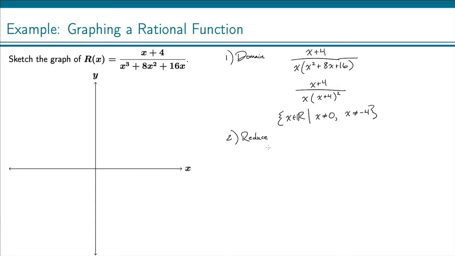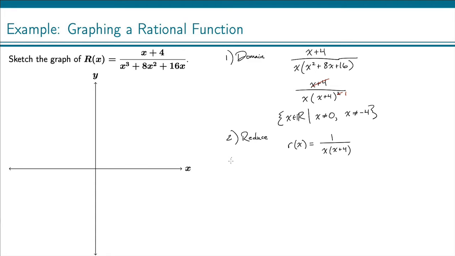So for our reduced form, we just look at our factored thing and we cancel any common factors. And we do have a common factor of x plus 4. We cancel it out there, cancel it here, drop that exponent down to 1. And so our reduced form is, I like to use the lowercase r of x for this, 1 on the top because nothing was left over there, over x times x plus 4.